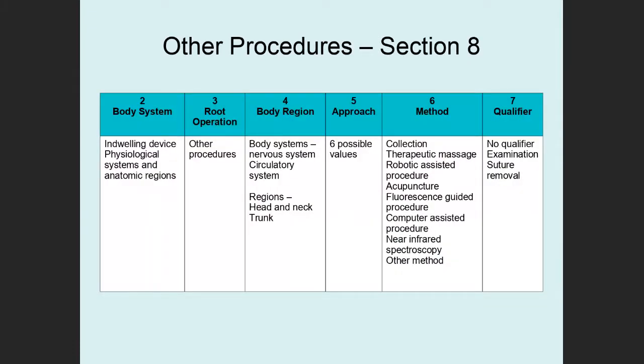So I did these out of order because I wanted to do chiropractic and osteopathic together. So let's go back to section 8, other procedures. These codes begin with an 8. The body system value is either indwelling device or physiological systems, anatomical regions. The root operation is always other procedures, and the other values there vary.